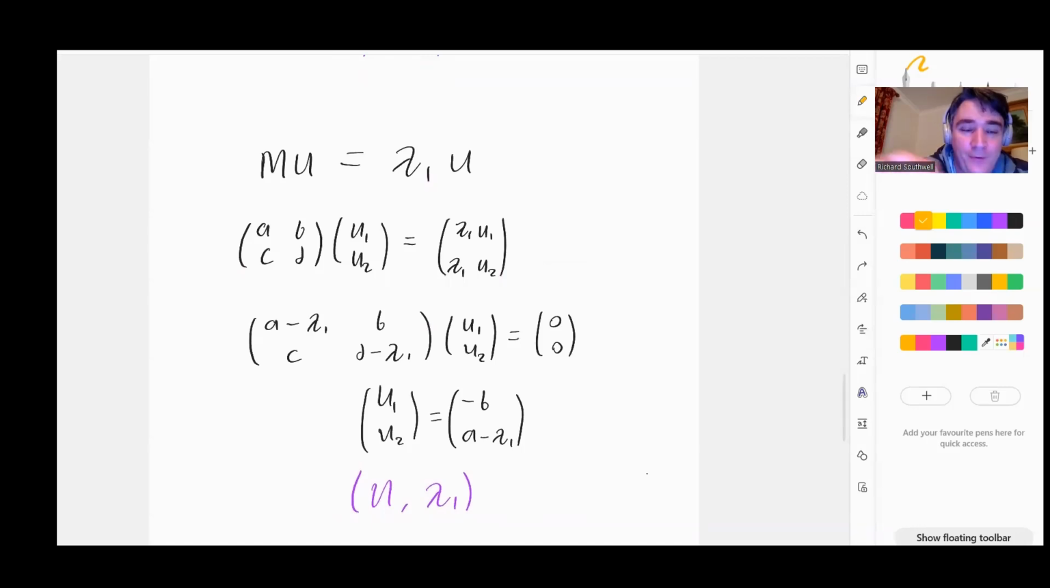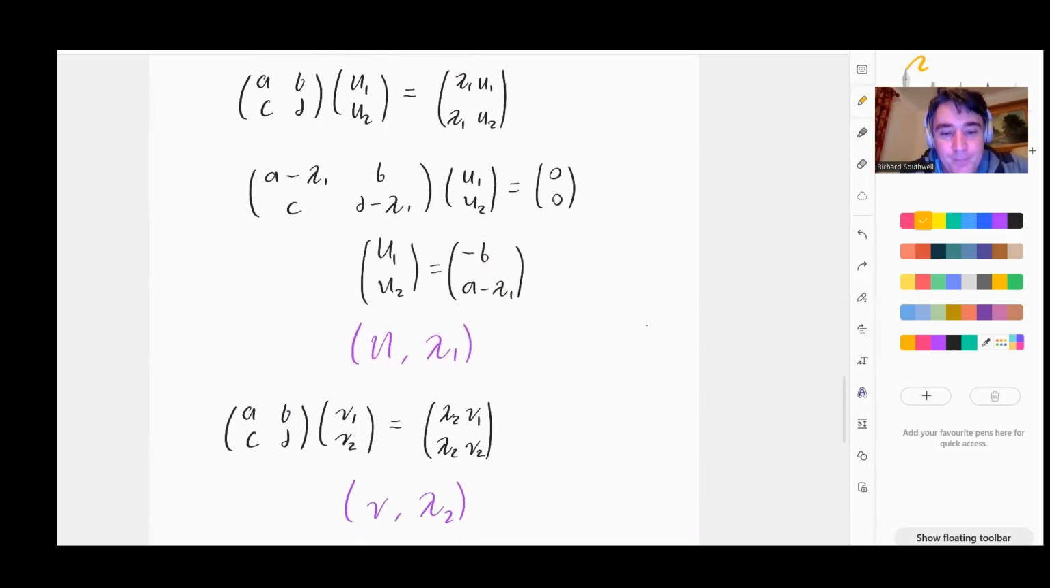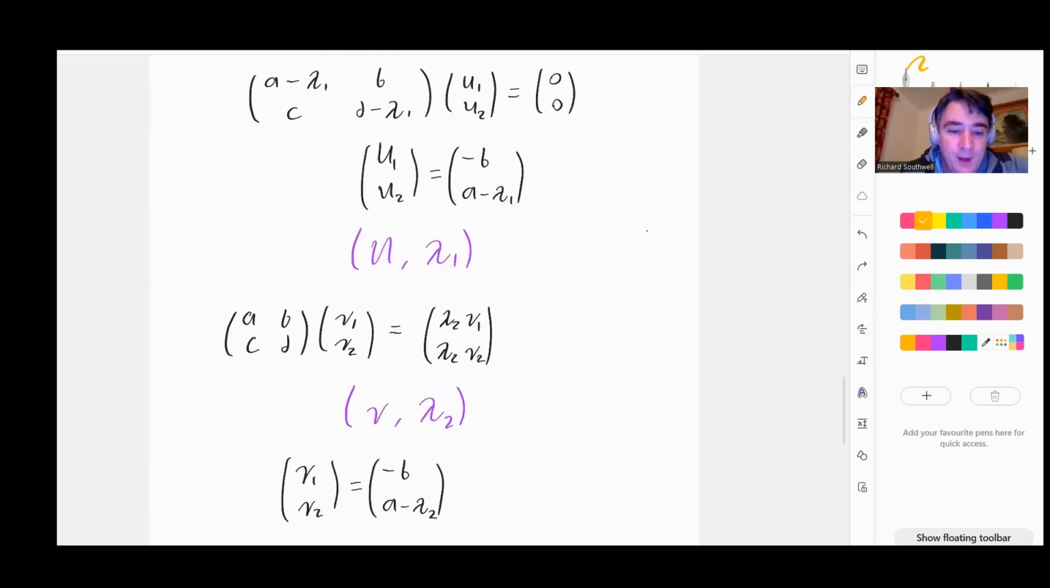We can obtain u by finding a solution to this equation. To save you work, this is something we can use as a value for the eigenvector u. We can have it as the vector minus b, a take away lambda 1. And we can do similar for the eigenvector v associated with lambda 2. It has this form.